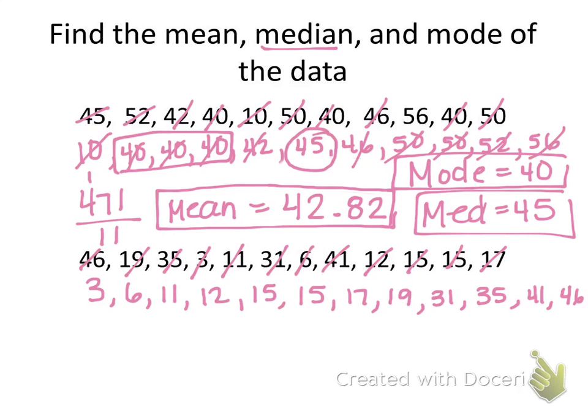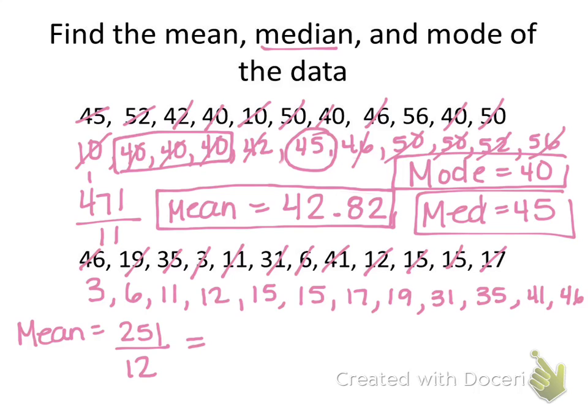So get out your calculators, 3 plus 6 plus 11 plus 12 plus 15 plus 15 plus 17 plus 19 plus 31 plus 35 plus 41 plus 46. And I get 251. Is this my answer? Nope, I've got to divide by how many numbers I have, so I count them up. 1, 2, 3, 4, 5, 6, 7, 8, 9, 10, 11, 12. So I divide that number by 12.